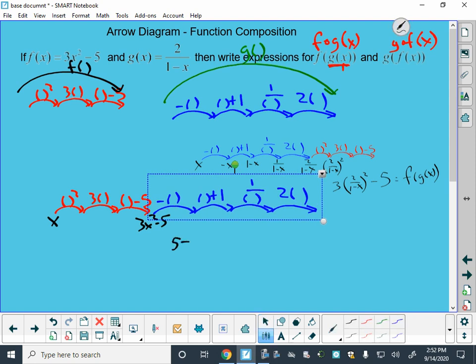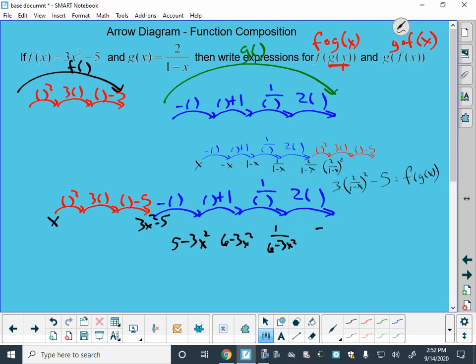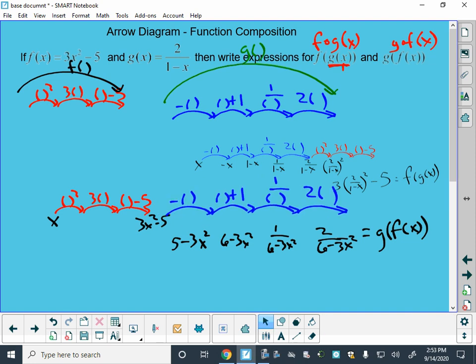Change the sign on everything. That'll be a 5 minus 3x squared. If I add 1 onto that, that'll be a 6 minus 3x squared. Now I have a 1 over 6 minus 3x squared. And now a 2, do that over, 2 over 6 minus 3x squared. And this is my g of f of x. So it's just sticking the arrows together and then doing what they say. And that was right there the result that I was looking for in the second problem.